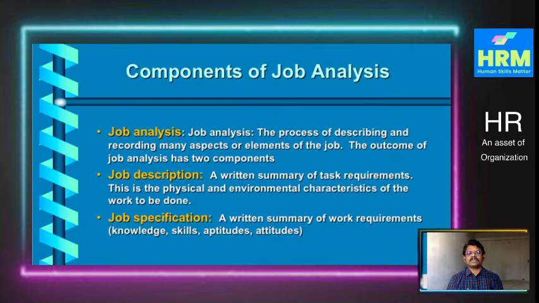The job description is a written summary of tasks required, and the physical and environmental characteristics of the work to be done. That is the duties, responsibilities, the climatic conditions, the working place, the culture. Everything is described under this component. The job specification is a written summary of the work requirements: the knowledge, skills, aptitude and attitude required to perform the job. So these are the two important things.